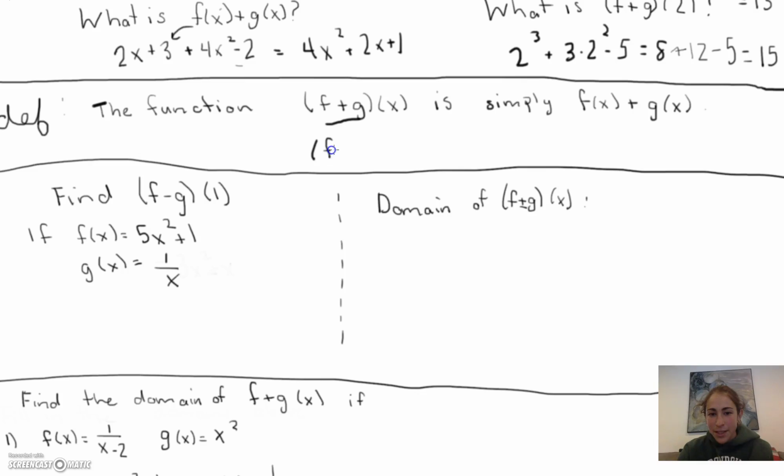Similarly, if we wanted to do f minus g of x, that's a new function. And that's just going to be, can you guess? f of x minus g of x. Just subtract the two functions.